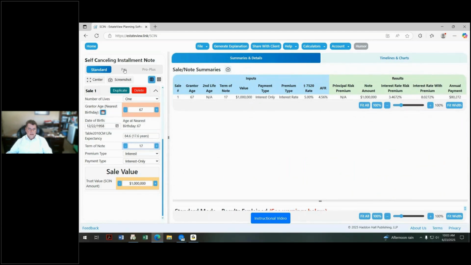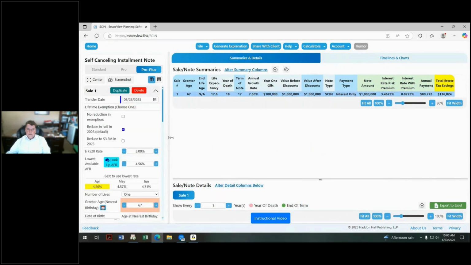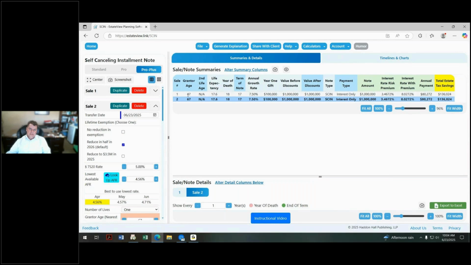All right. Now, if we go back to the summary and the details, what I'd like to show is, let's go all the way to Pro Plus, because we're already about 15 minutes into this, and it would be better to be on Pro Plus. So let's go through the Pro Plus options and create another promissory note. So we've got our base promissory note here. What I'd like to do is duplicate that. So now we're going to be in sale 2, the highlighted sale. And what this allows us to do is to run a comparison showing what the note we're working on now would look like compared to the note that we had picked before.